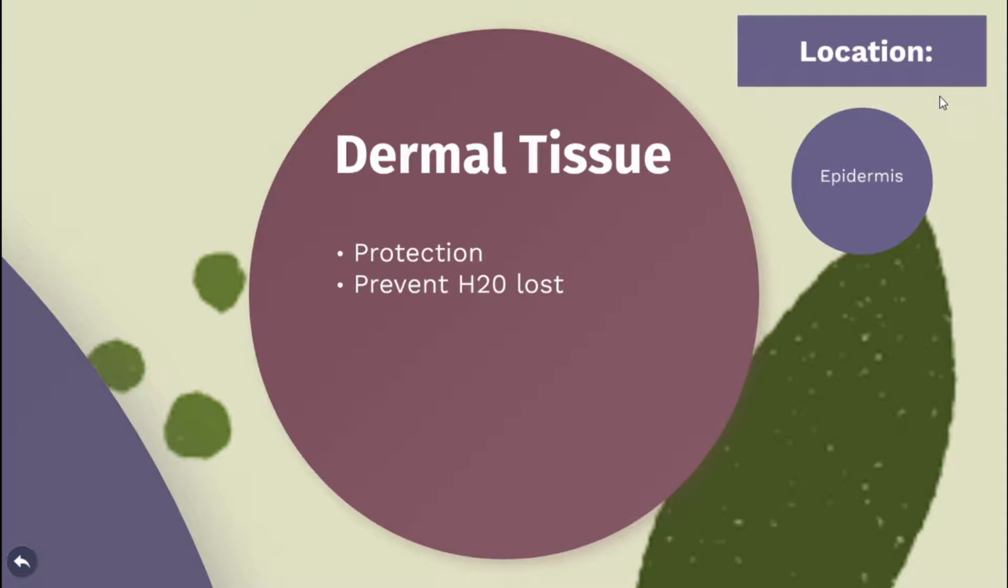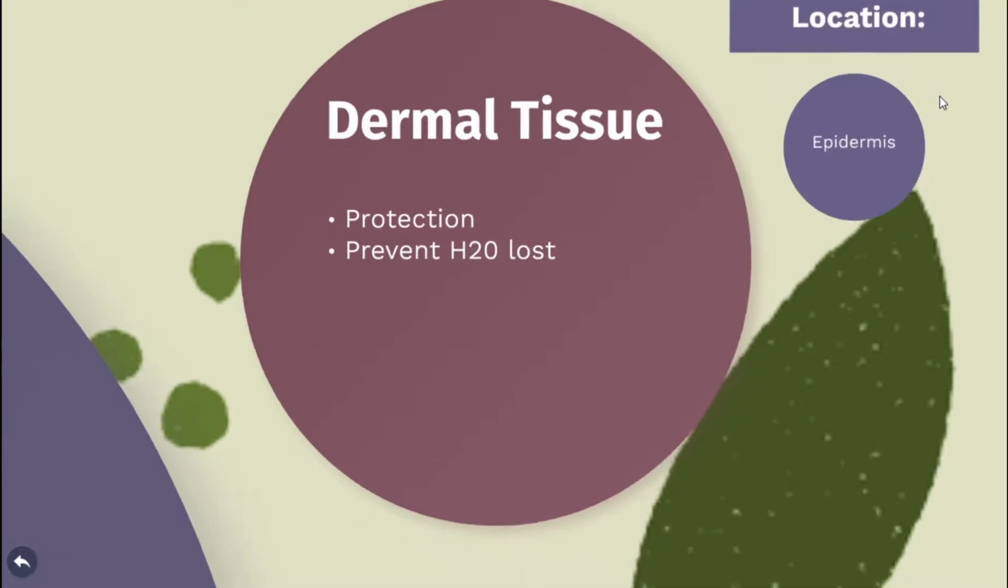Dermal tissue provides protection for the plant against outside invaders such as bacteria. It also prevents the loss of water due to surrounding heat. Its component is usually the epidermis of the plant.